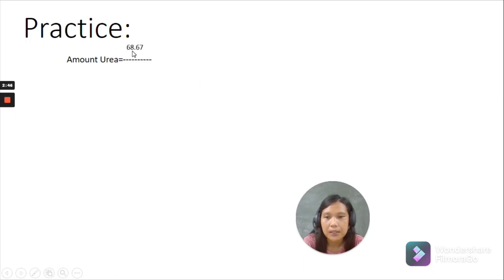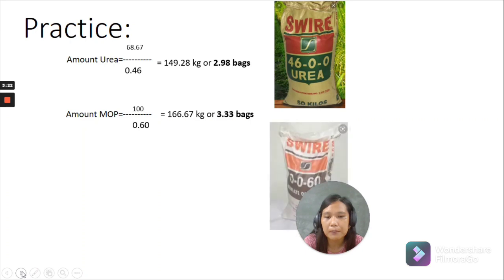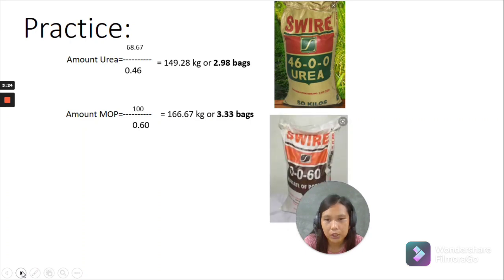Amount of urea is 68.67, the new recommended rate, divided by the grade analysis of urea, 0.46, which is equal to 149.28 kilograms or 2.98 bags of urea. So actually, you cannot buy fractions of bags, right? So you buy approximately 3 bags. Amount of muriate of potash is equal to 100 divided by 0.60, which is equal to 166.67 kilograms or 3.33 bags of muriate of potash.